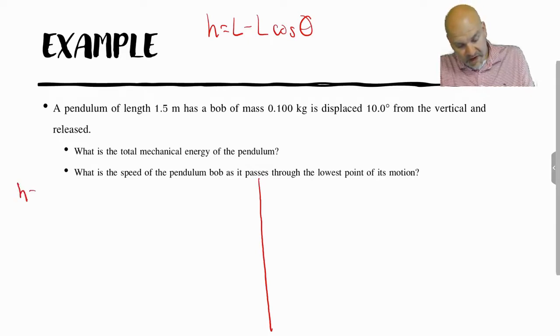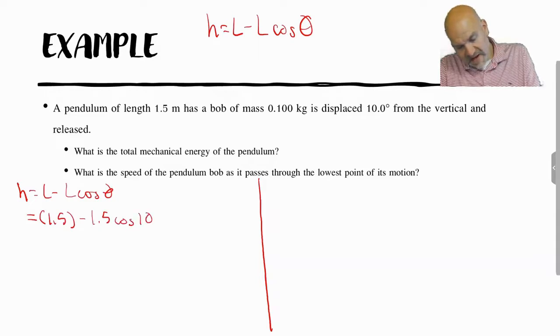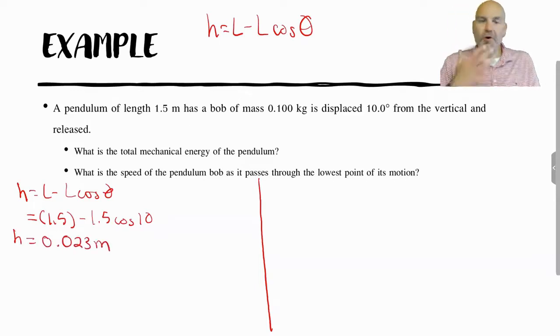All right, and so how do we find this? So the first thing we need to do is find how far we pulled it back based on that 10-degree angle, right? And so we're going to have 1.5 minus 1.5 cosine 10, and that's going to give us a height of 0.023 meters. So you don't pull it back very far. You pull it back about a couple centimeters. In fact, let me confirm that number because I could have made a simple mistake. So I have 1.5 minus 1.5 cosine 10. Yep, that's right, 0.023 meters.